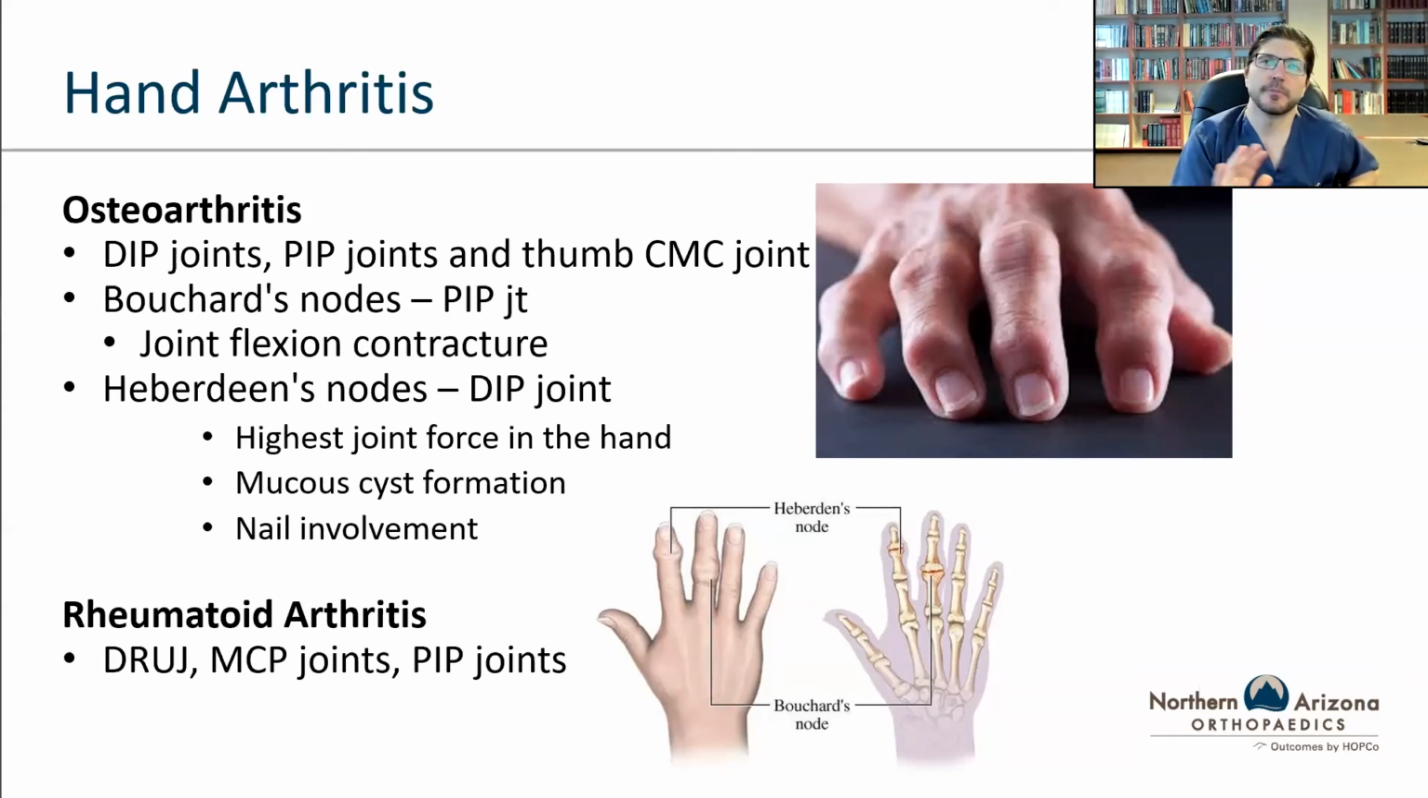Rheumatoid arthritis is a different picture. It affects different joints predominantly, usually occurring at the wrist, metacarpophalangeal joints, as well as occasionally the PIP joints. And there are different procedures for both of these issues.